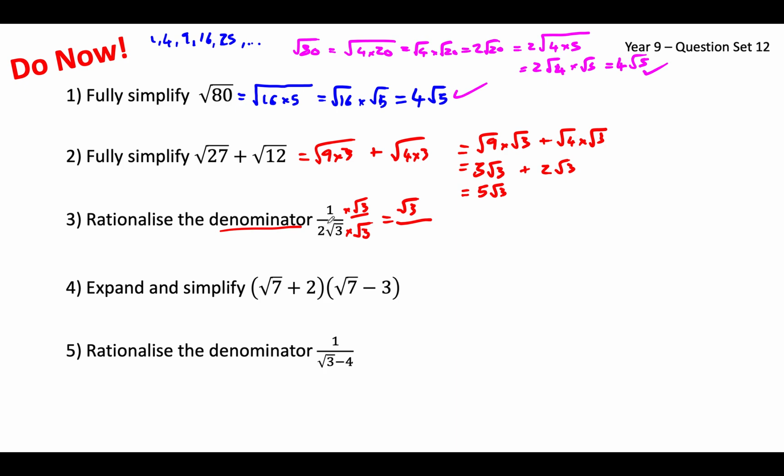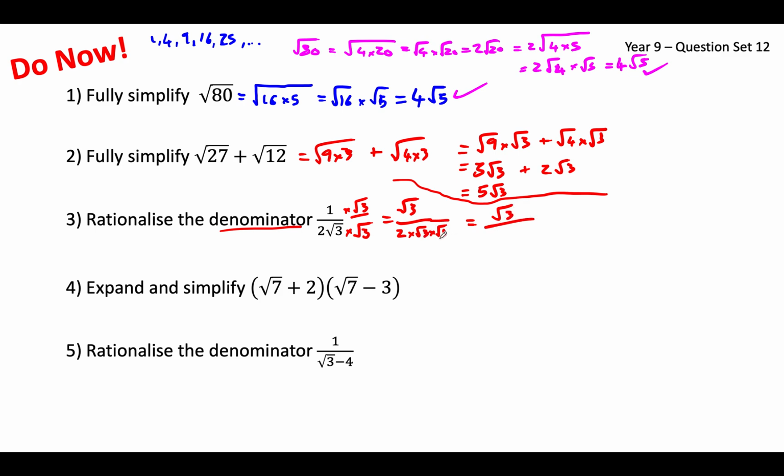2 times root 3 times root 3. Let's write this out in full, actually. 2 times root 3 times by root 3 is what that is. Let's put a little thing in there so we know which bit of the question we're working on. Should have done it in a different colour. The top is root 3. Now the bottom here, root 3 times root 3.